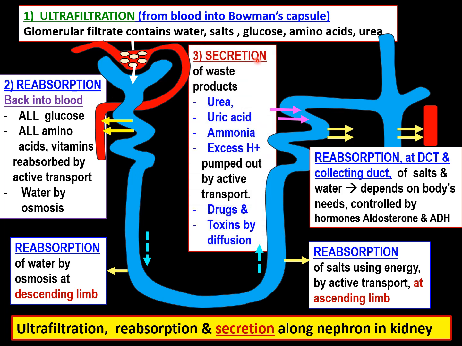Let's say this word, secretion. Secretion is the movement of the waste products such as urea, uric acid, ammonia, excess hydrogen ions, excess potassium ions from the blood into the nephron, and this process occurs mainly in the distal convoluted tubule, the last part of the nephron. So these substances were still in the blood and were not filtered out of the blood in the first phase of ultrafiltration.